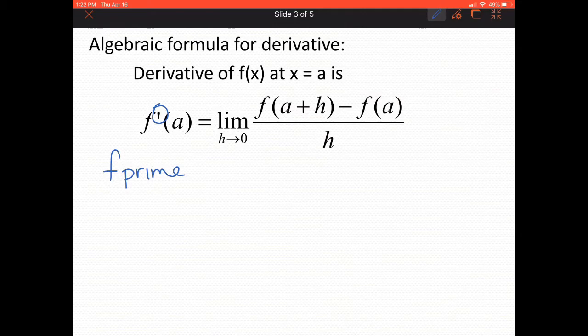So to find the derivative of a, or f prime of a, we do the limit as h approaches 0, and we will use the letter h in our formula, of f of a plus h. So we're going to plug in a plus h into the function, minus f of a, we'll plug in whatever a is, whatever the number is, all over h. And we will use that to find the derivative. Let's try one.